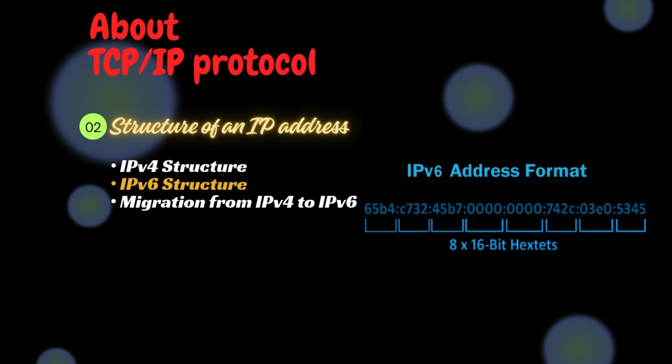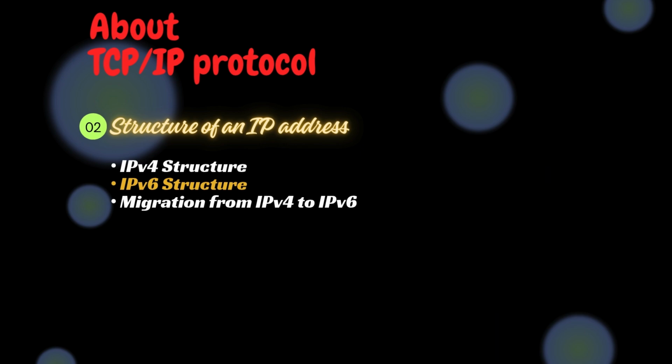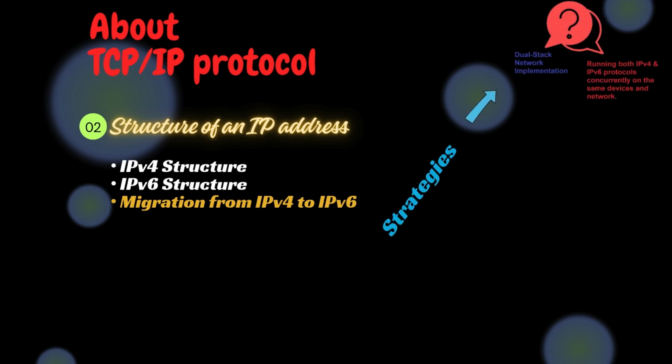IPv6 was designed to overcome the address limitations of IPv4 and support future Internet growth. In the topic Migration from IPv4 to IPv6, we will explain this in detail, strategies and steps. Let's start with strategies. To migrate, one strategy is dual stack, where both protocols run on the same system during transition. This ensures compatibility and smooth communication.